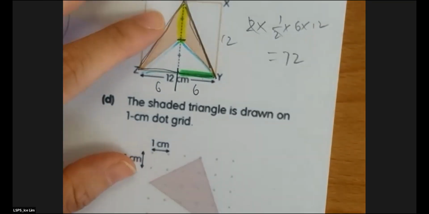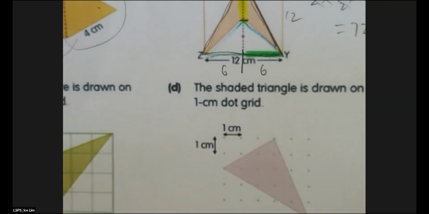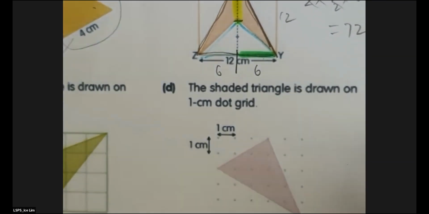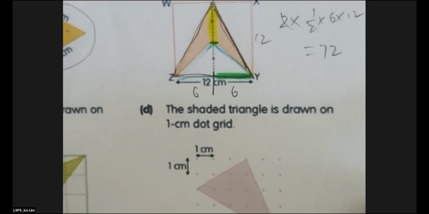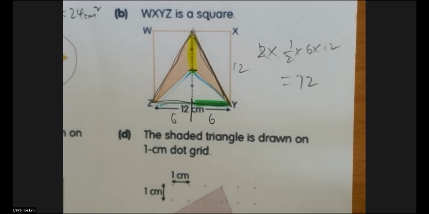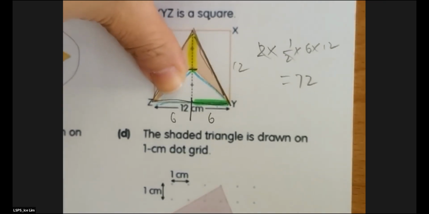Oh, is that right? Oh, I made a mistake. Oh, no. Anybody can tell me where's the mistake? I made a mistake. Two of the triangles, so 2 times half. One of the triangles is half times 6 times 12. Is this correct? I say I made a mistake.